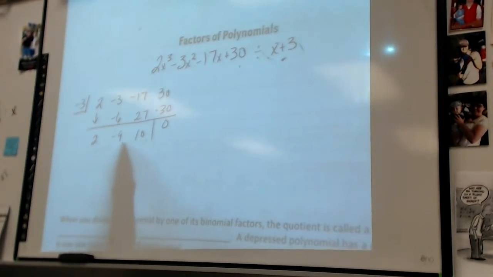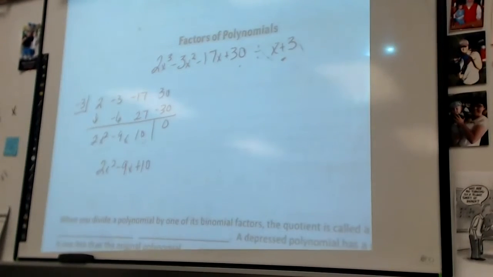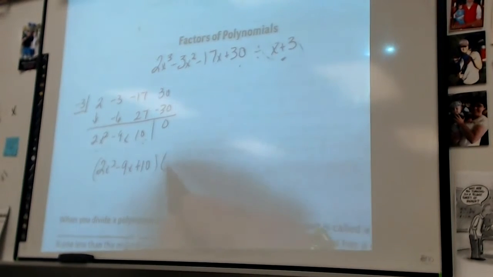So do you remember what these coefficients go with? How would I make a new polynomial out of those numbers? Good. It's going to be 1 less than what you started with. So you would have 2x squared minus 9x plus 10. Now, since we have a 0 remainder, what that means is if I take this quadratic and I multiply it by x plus 3, I will get what I started with.